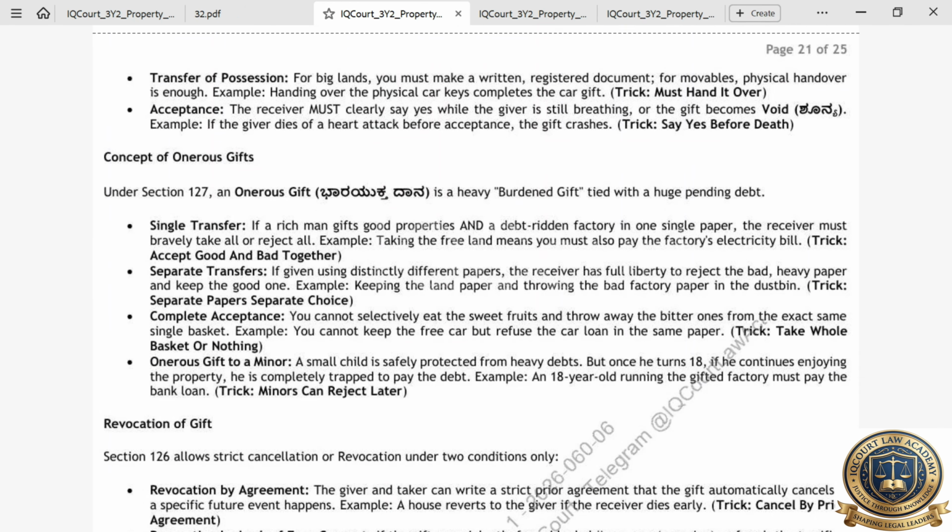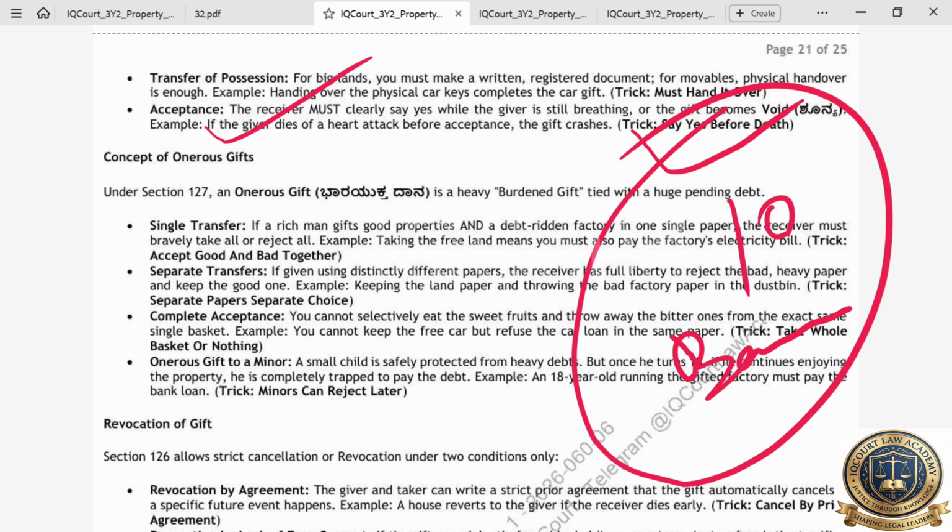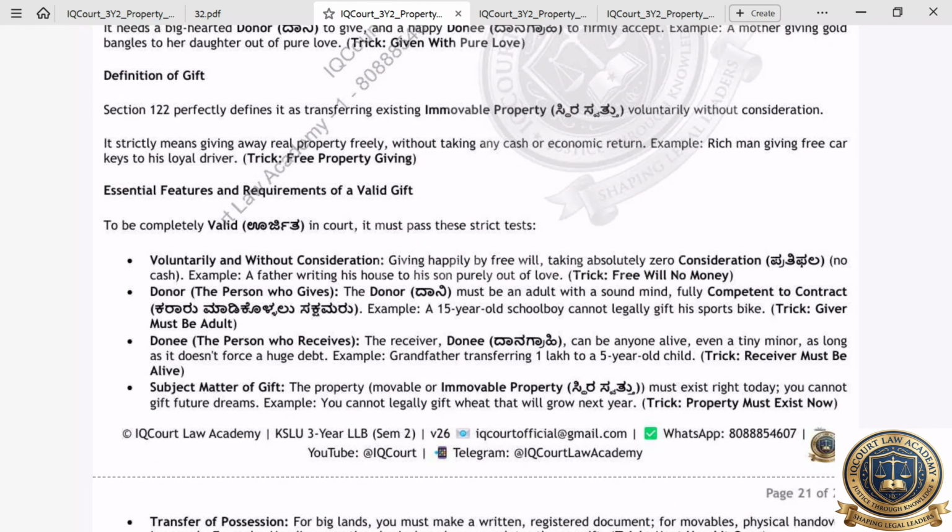You have to write the concept of owner's gift under section 127. This is also very, very important. When you are taking a gift which has a 10 lakh bank loan, you should be ready to accept that also. When you are receiving a gift, explain the concept and revocation of the gift. When it can be revoked, that much if you write is sufficient. And the essentials of the gift.